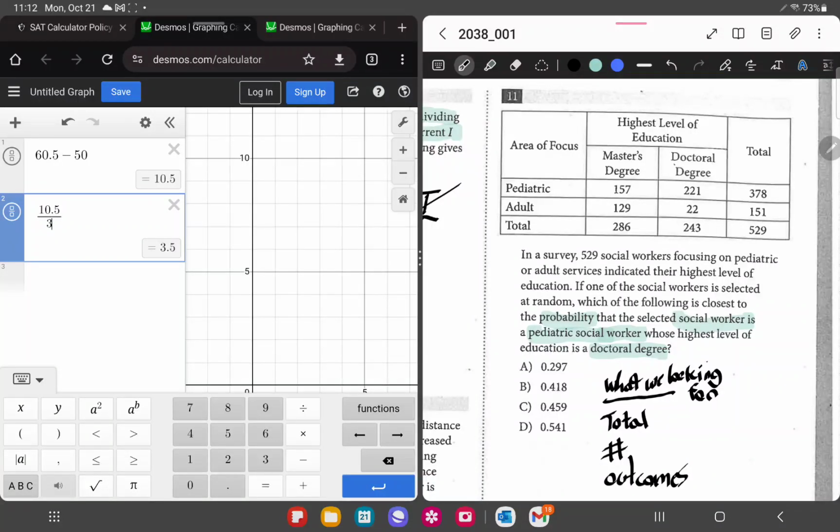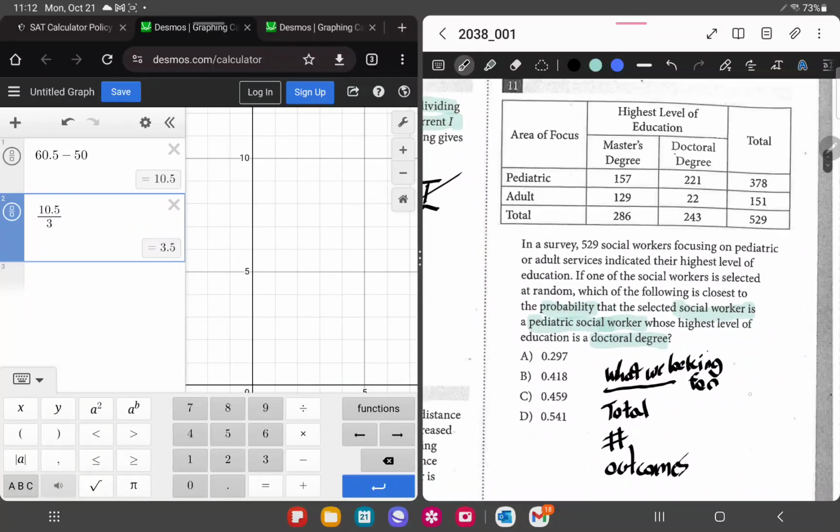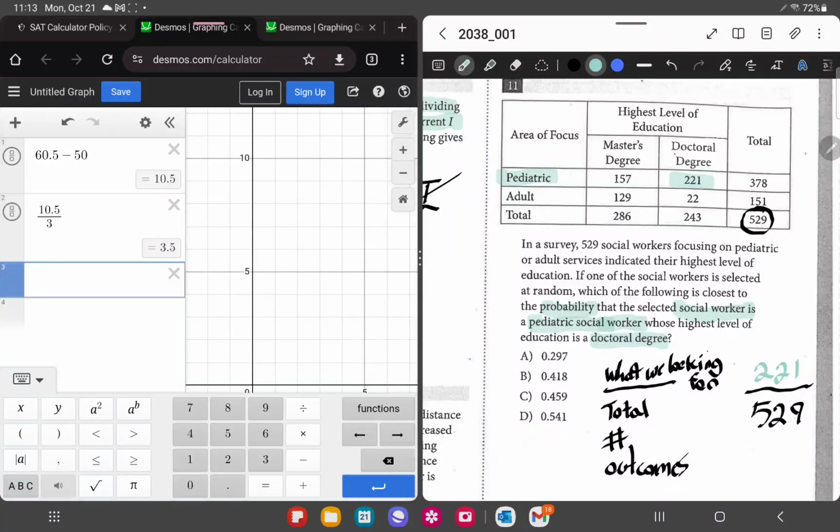All right, now let's go ahead and start setting up. The bottom part tends to be pretty easy because it's usually the total number. So what is the total number of people that were actually surveyed? That's going to be 529. Now, what are we looking for specifically? If you read closely, we're looking for pediatric, and there we're looking for people who have a doctorate. That's going to be 221 people, which I'm going to put on the top, and I'm going to label it like this. Boom.